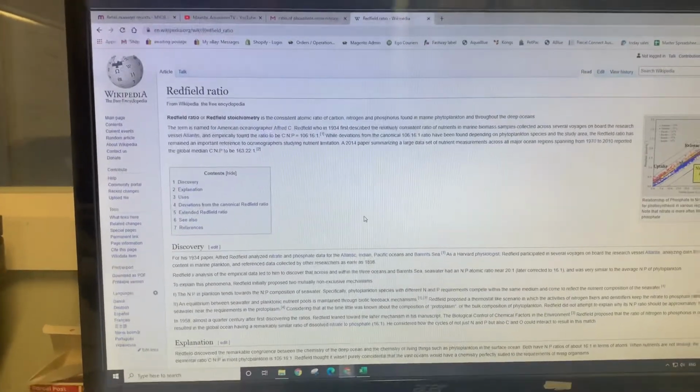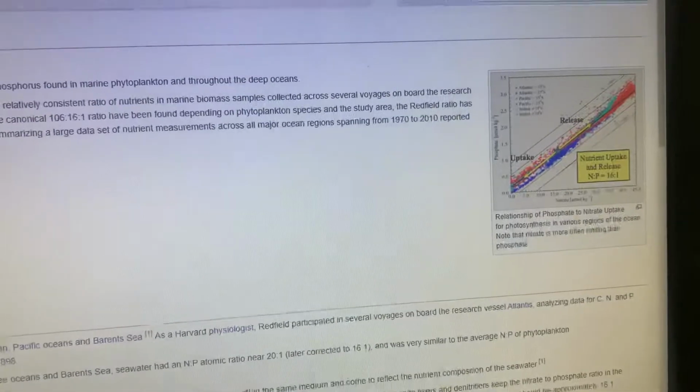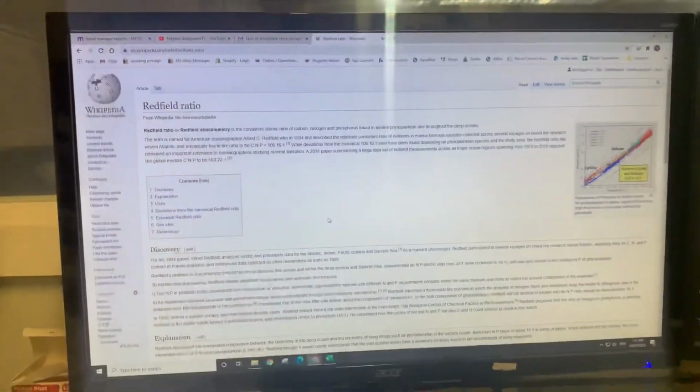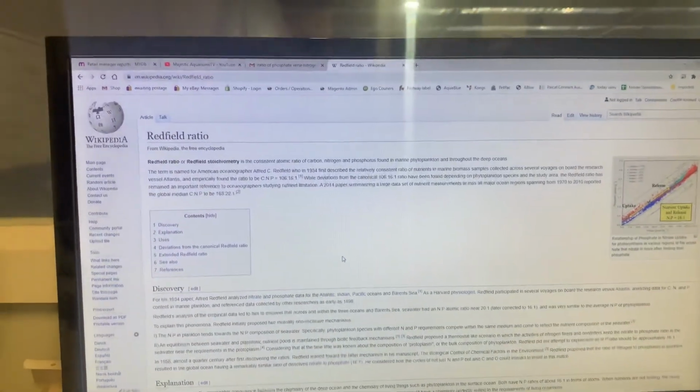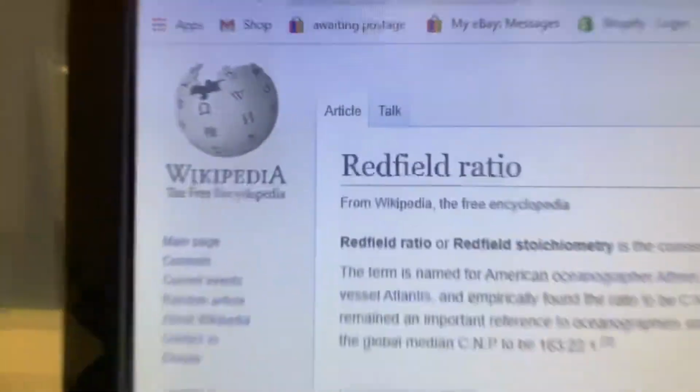So if you can, put a little note on the bottom of this video. Have you heard of it before? Is this new to you? Or have you mastered this? And what tips have you got to help other people master the Redfield ratio?